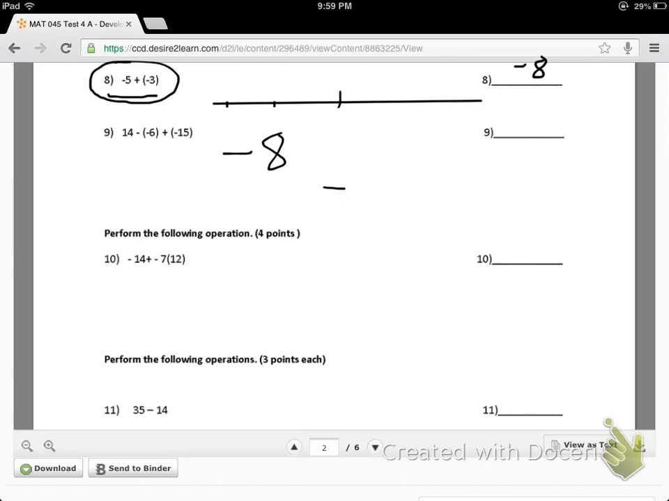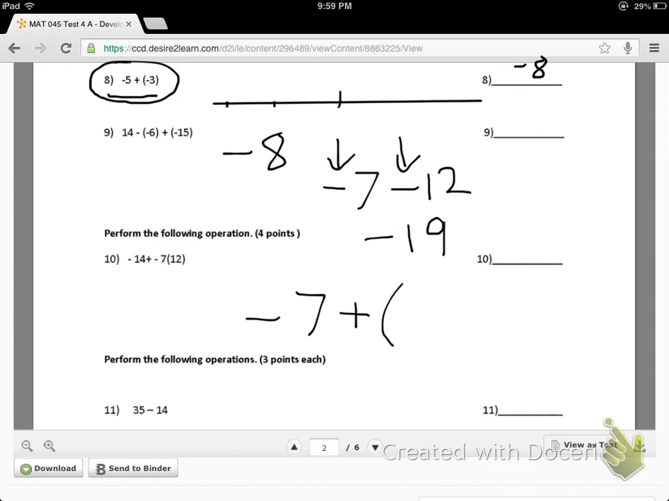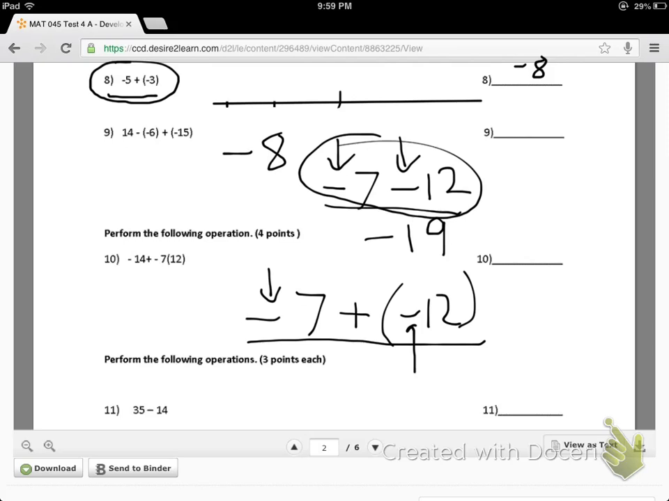Let's have a look at another one. Negative 7, negative 12. The signs are the same. Add the numbers, what's 7 and 12, and keep the sign. Sometimes you see the questions written like this, negative 7 plus negative 12, but it's the same thing. I'm just adding things of the same sign, but it can be written like that as well. So do remember that.